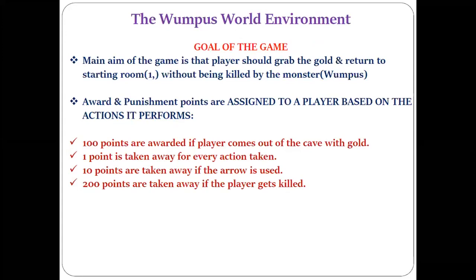And lastly, we discussed some of the rewards given to the knowledge-based agent accordingly, like 100 points if he comes out with the gold and reaches home without being killed. 1 point will be reduced from the score of the agent for every action that the agent takes. 10 points will be reduced from the score if he uses the arrow, and 200 points will be reduced if the agent or player gets killed.